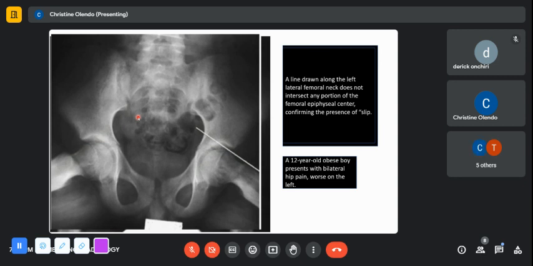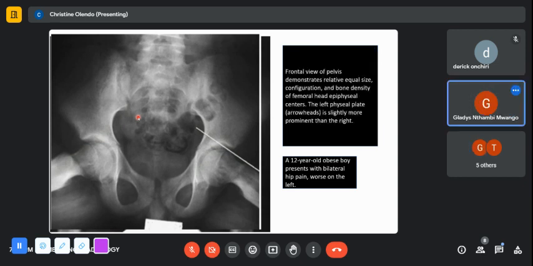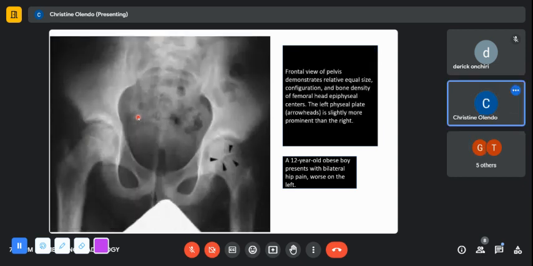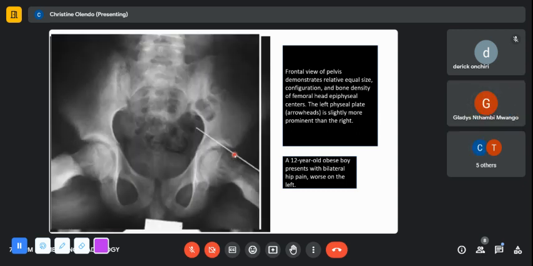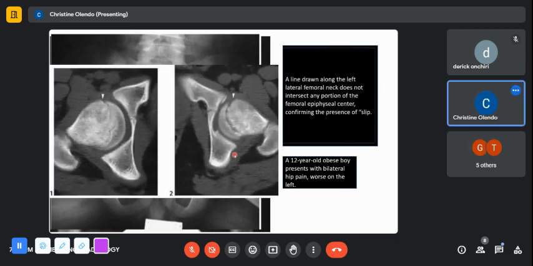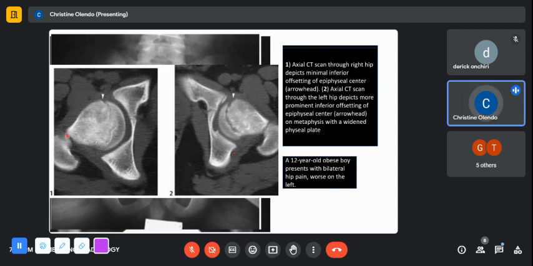So you look at the AP. If you do it on the AP, you can see on the right it would intersect, but on the left it doesn't. There's a slip on the left, but the risk would be high of even the right also slipping. So when they fix, they tend to fix both joints. And then on CT, so this was through the right.